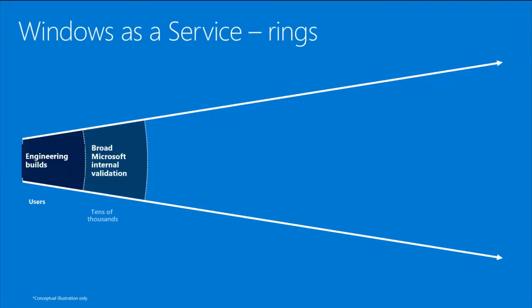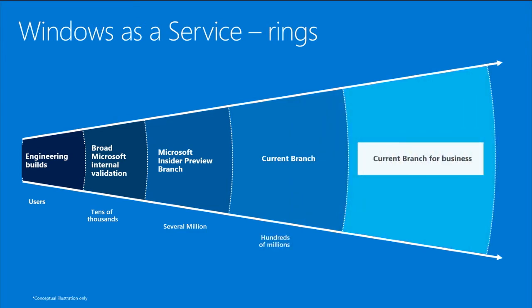So the rings of Windows as a service. There's the engineering builds, which is internal validation. Then there's broad Microsoft internal validation for tens of thousands of users. There's the insider preview with several million users. Then you get into hundreds of millions with Current Branch, and then Current Branch for Business.